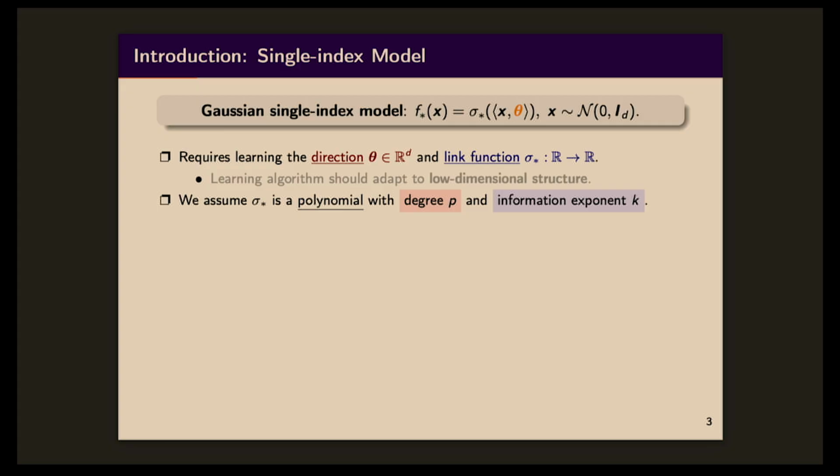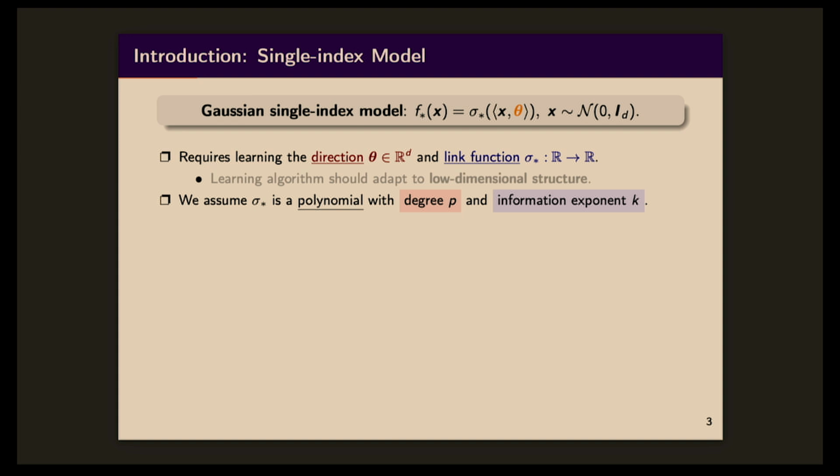For this model, there are essentially two different sets of things we need to learn. We need to find the direction theta, and on top of that, we need to learn this unknown nonlinear function sigma star, which is referred to as a link function. And in this talk, we're going to restrict the link function to be a polynomial. I'll explain why this is very important later.